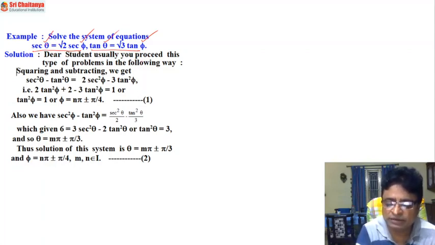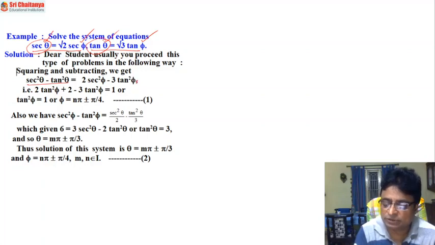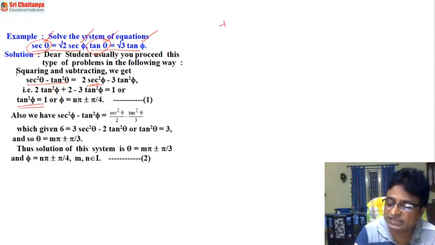How can I eliminate? Because secant theta is given, tan theta is given, but I know secant square theta minus tan square theta is equal to 1. So I got 2 secant square phi minus 3 tan square phi equal to 1. Again, what to do? You replace secant square phi with 1 plus tan square phi. So the entire equation I have converted in terms of tan square phi. Now it is in the form of tan square phi equal to 1.